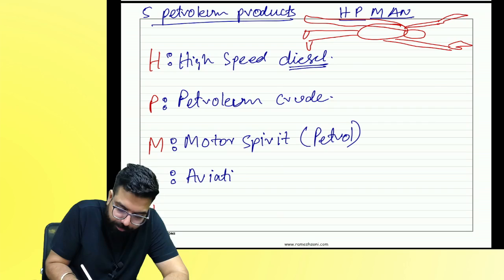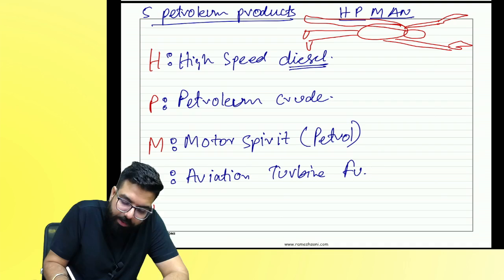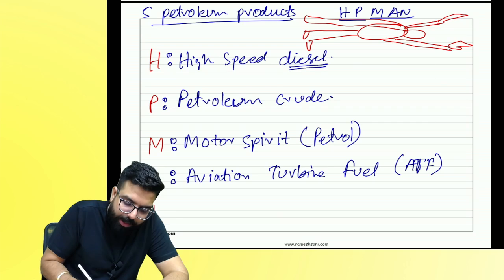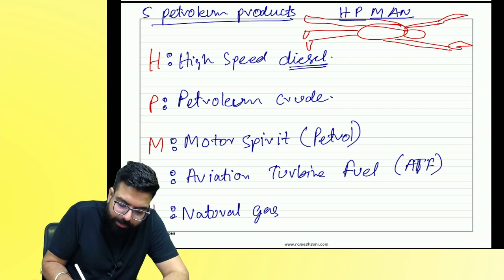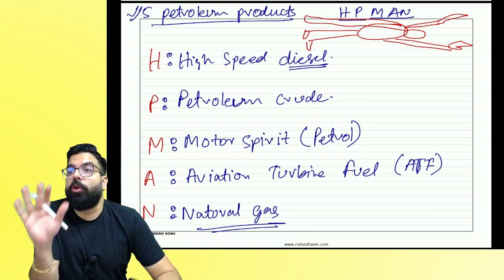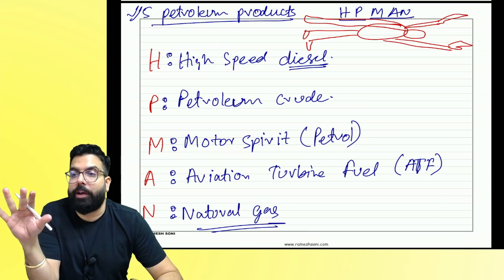Aviation turbine fuel. This is ATF. Aeroplane ka fuel. And one is natural gas. These are the five petroleum products on which there is no GST now.